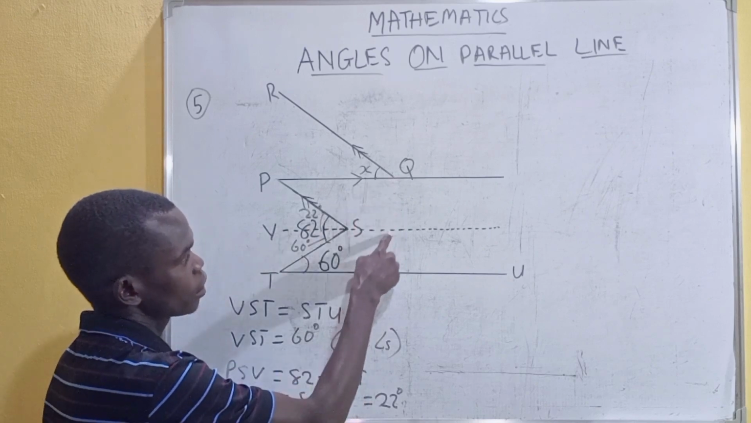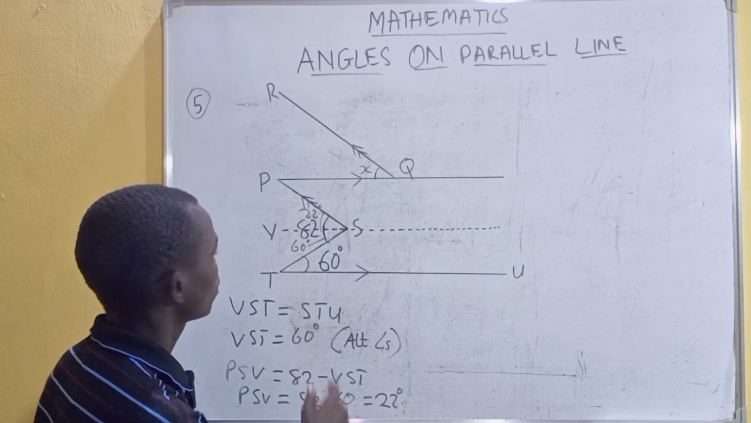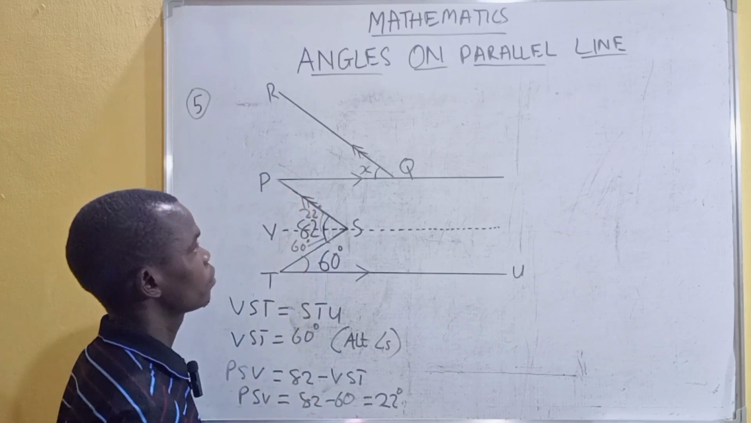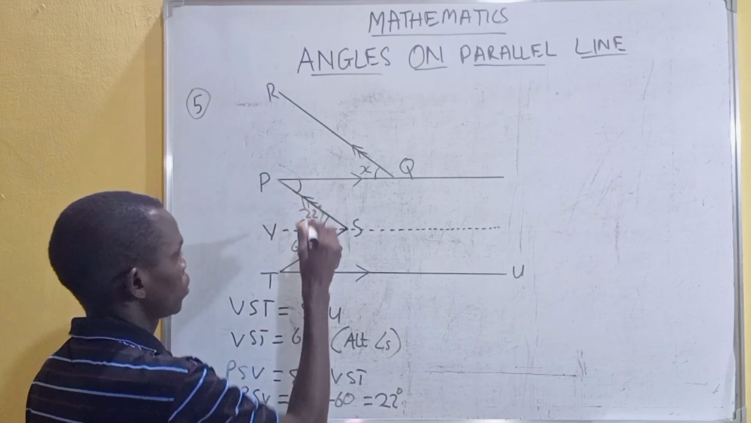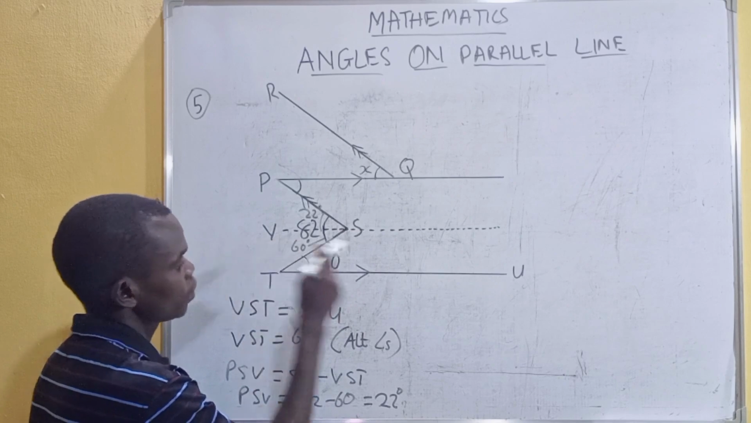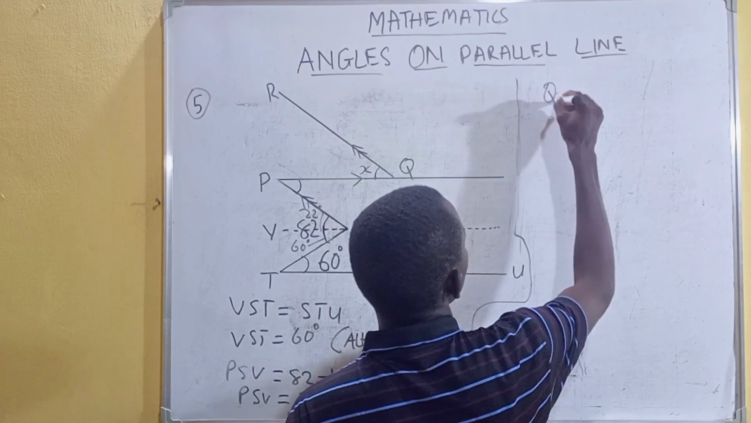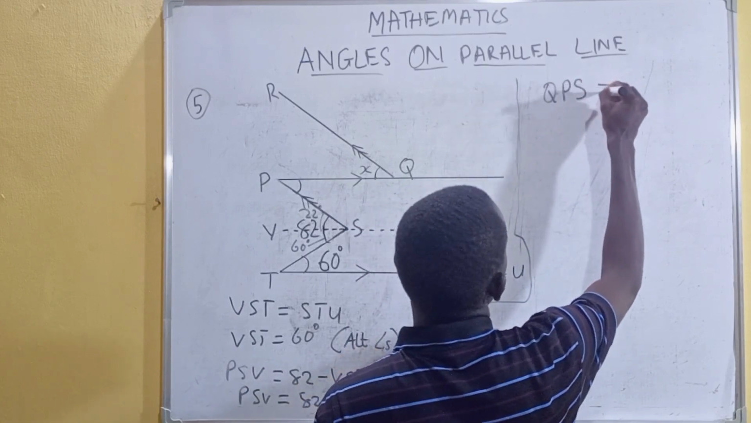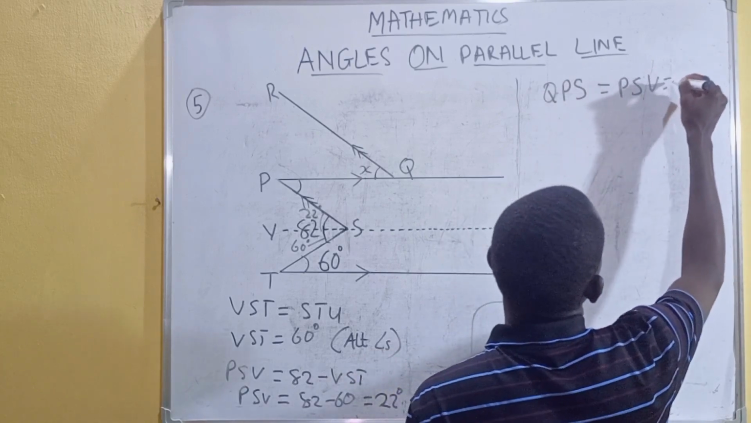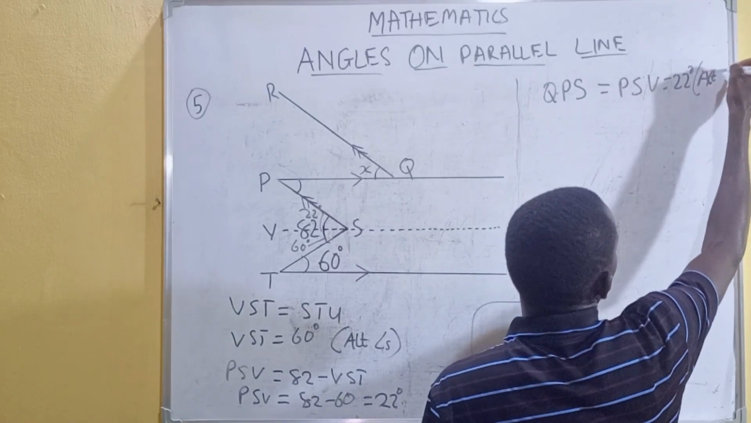If we are to consider this other pair of parallel lines and use this line as our transversal, we notice that this angle is equal to this angle. That is alternate angle. QPS will now be equal to PSV. Therefore, QPS is equal to PSV, which is equal to 22 degrees. Alternate angles.